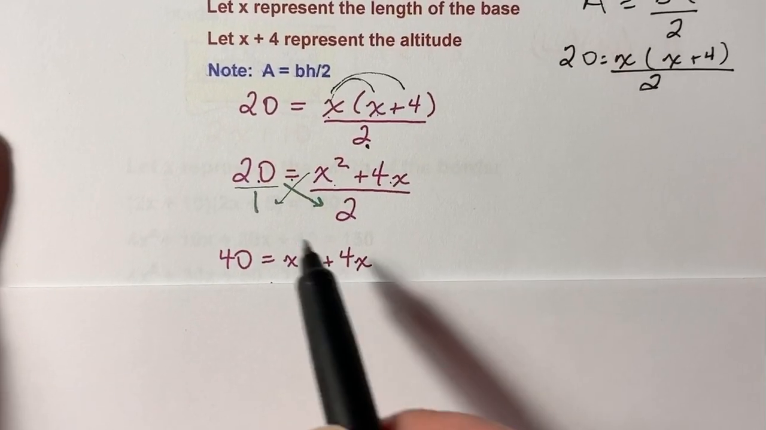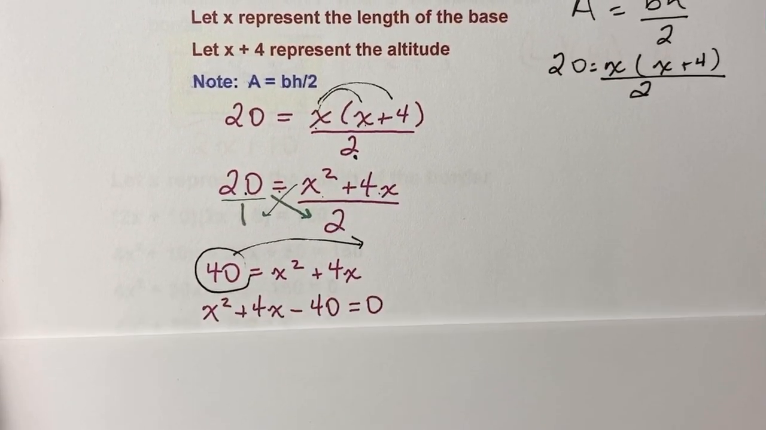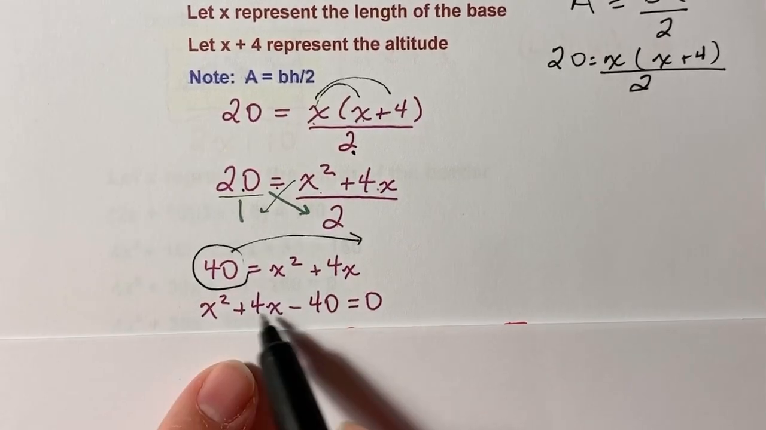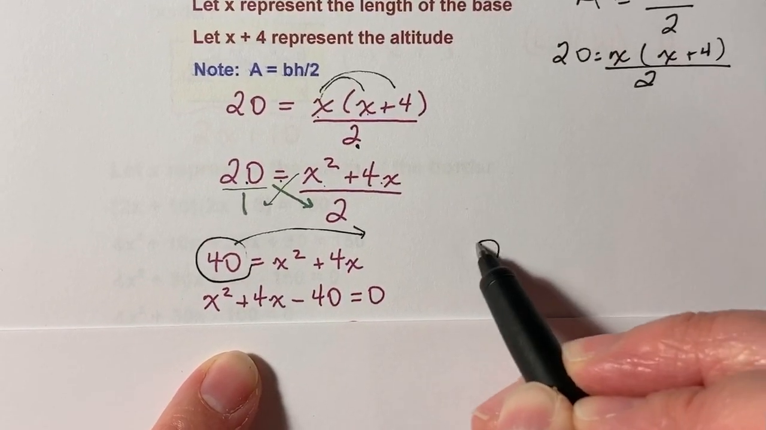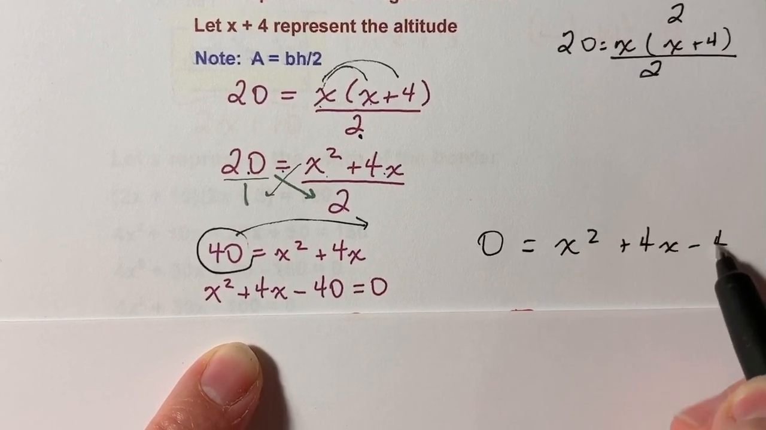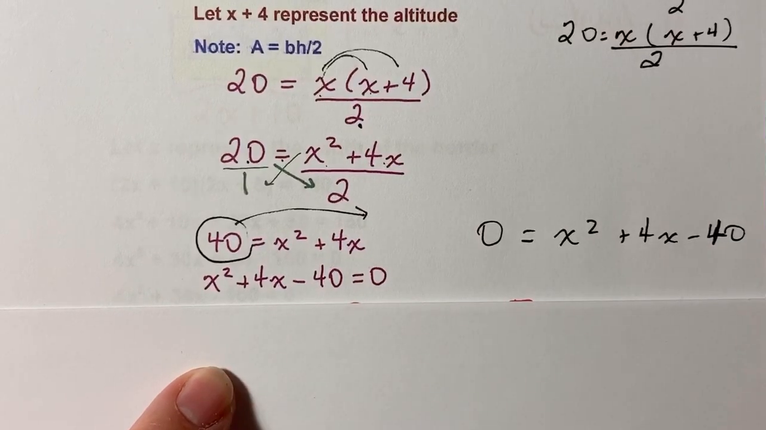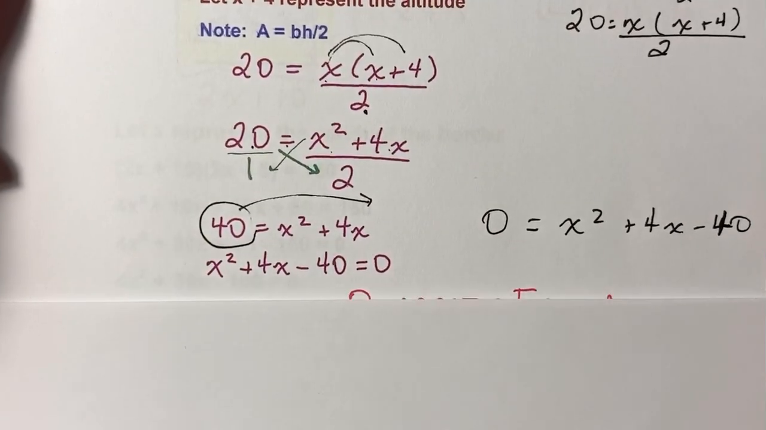Okay, so now I'm going to take this 40 and I'm going to move it over. And remember to change the sign. It does not matter what side the 0 is on. You could write it like this. Oops, that's a 4. Or you can write it like this. I prefer my 0 on the right side, so that's why I put it there.